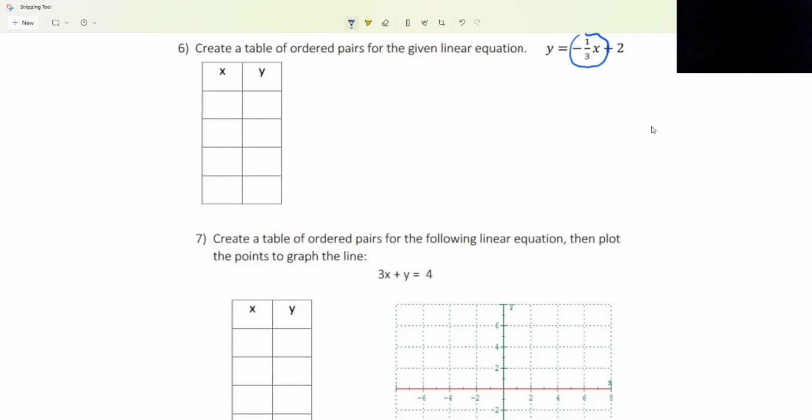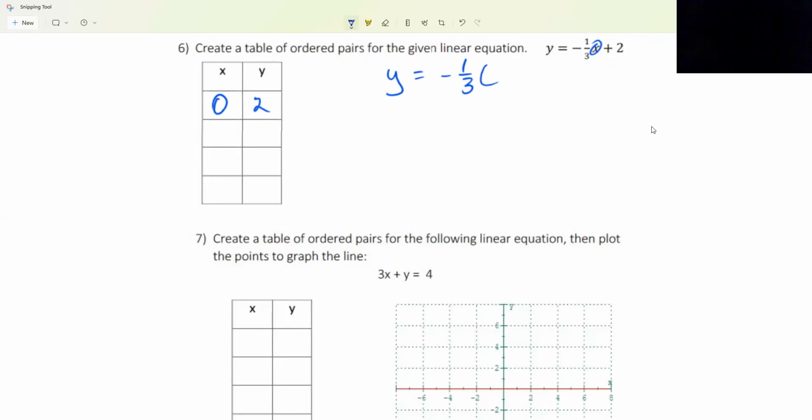You're not going to end up with a fraction, and I'll show you what I mean in just a second. The first one to use is always easy: just use 0. When you put 0 in here for x, -1 times 0 is 0, so you just get out 2. That's pretty easy. For the next one, remember I got -1/3.